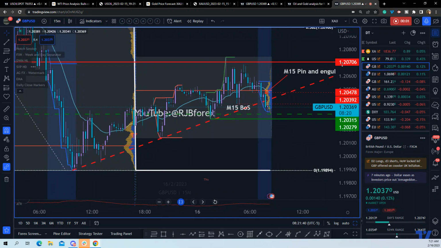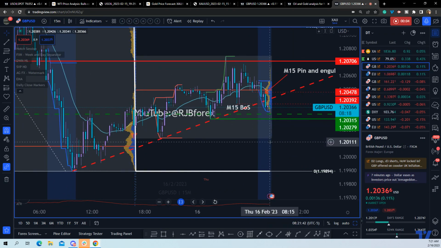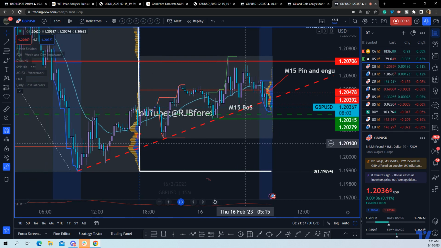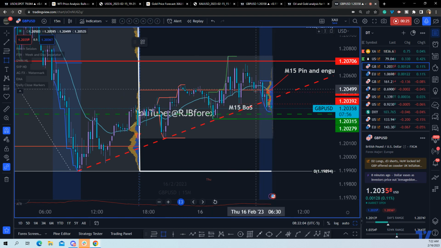Right, so looking at cable here, we've got 10 minutes until some US data: inflation, producer price index, jobless claims, housing, loads of stuff. So it could be the catalyst to shift this one way or the other. But the bias is to the downside. We're below this structure here now.